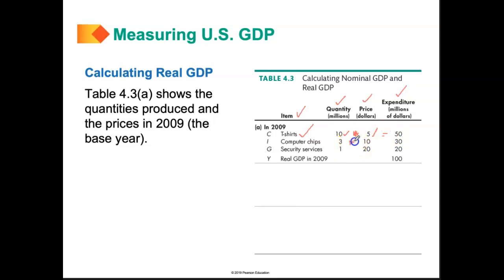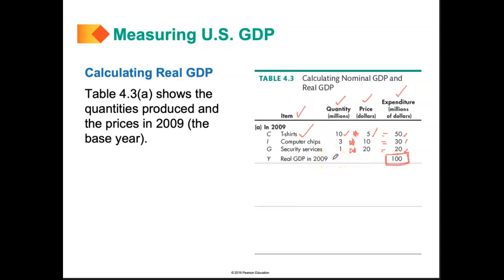The price of each computer chip is 10, and they have 3 computer chips produced, so it's 30. And security services: they produce 1 security service, and the price for 1 is 20. So this is going to be 20, 30, 50. Remember, GDP is the total market value of all goods and services, so we add it up and we get our real GDP to be equal to 100.